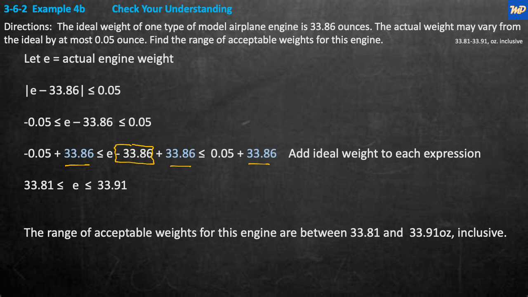So our measurements all have to be between those two numbers, or equal to those numbers. You cannot be greater than in any way. So the range of acceptable weights for this engine is between 33.81 and 33.91 ounces inclusive. And when you see the word inclusive, that means it's the equal part, right? You're including that number. So in this case, it can be as much as 33.91. Doesn't have to be less than that. Not an open circle. It can be the dot.